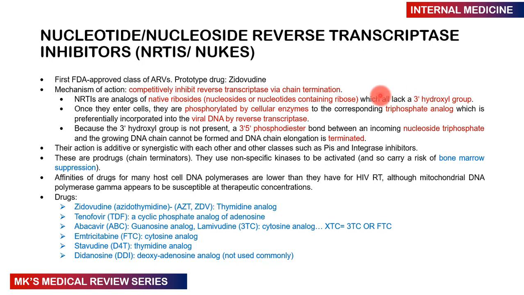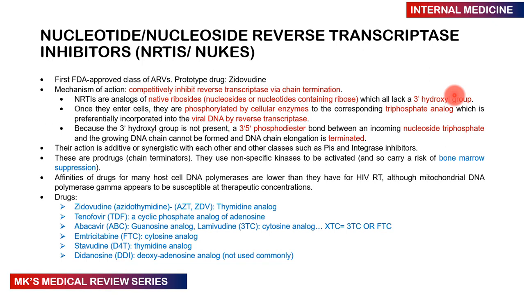So these nucleoside reverse transcriptase inhibitors, or these nukes, are going to be looking like native nucleosides. They're analogs of native nucleosides, so they're going to be lacking the 3' hydroxyl group. Remember that the 3' is supposed to be joined to the 5' to form a phosphodiester bond, which is pretty much giving you the backbone of the DNA. Without this bond, the chain can no longer be lengthened.